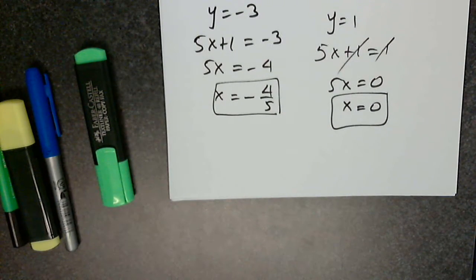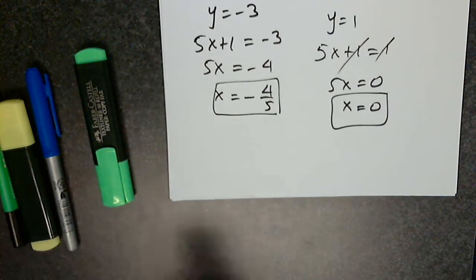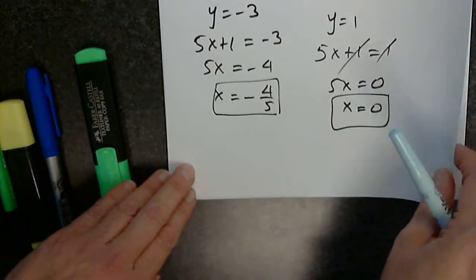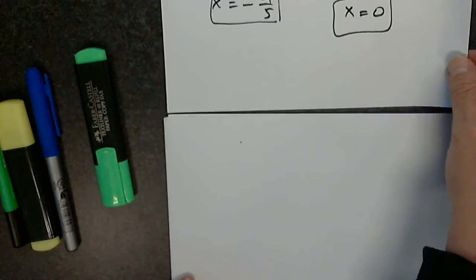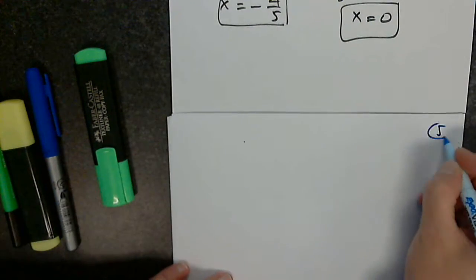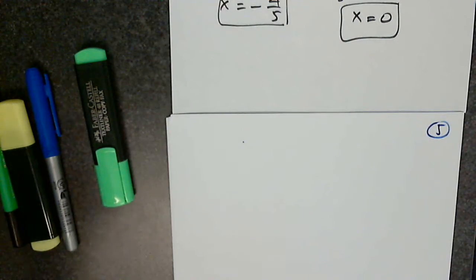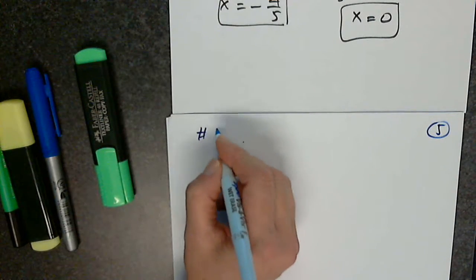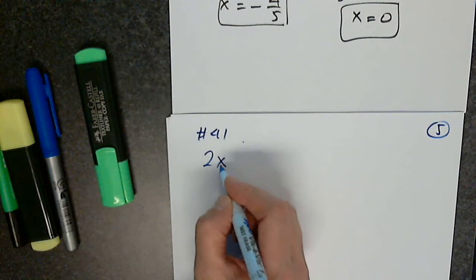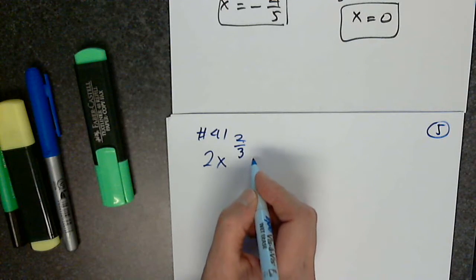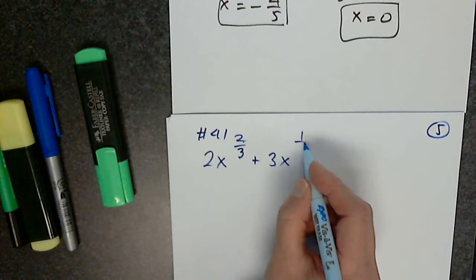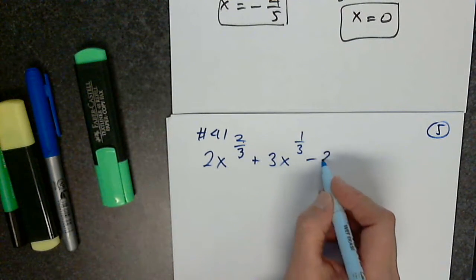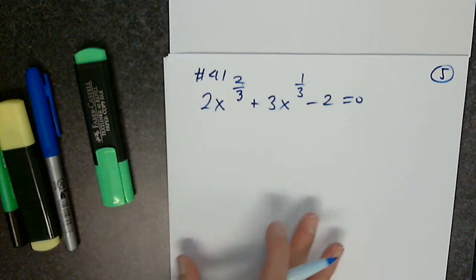Any questions on this? Any questions? Why is this more difficult? Because maybe it was a little bit difficult to see the substitution, maybe. Okay, here's the next one. 41. 2x to the 2/3 plus 3x to the 1/3 minus 2 equals 0.